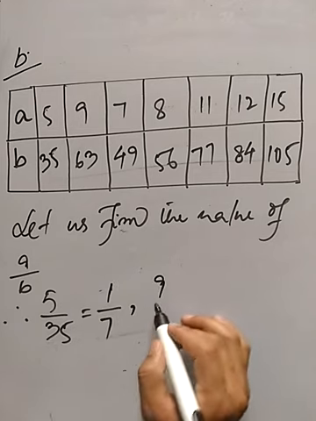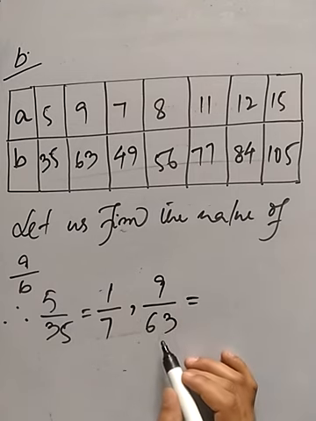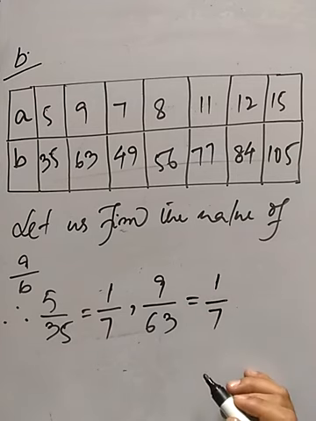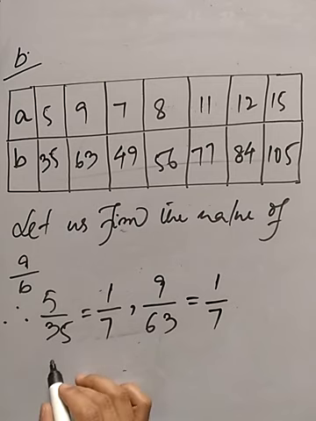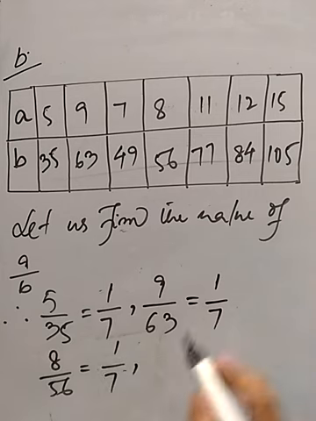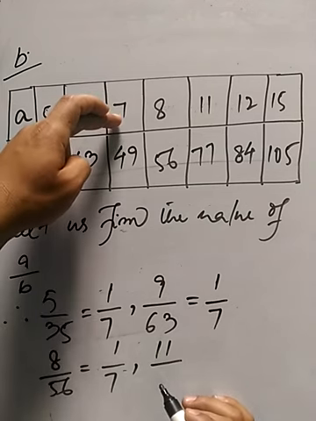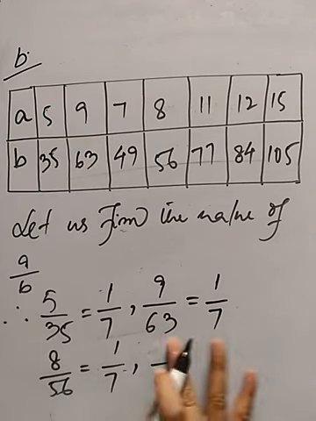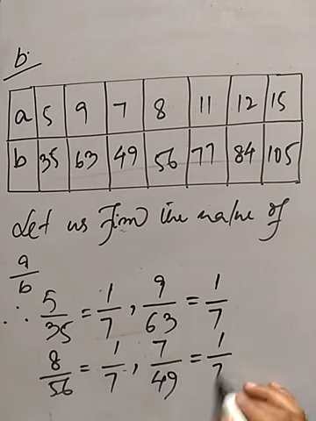Next we have 9 divided by 63. 9 1 is 9, 9 7 are 63. So we'll be getting again 1 by 7 as well. Next is 8 by 56. Here 8 by 56, so 1 by 7 again. Next we have 7 by 49. So we have how much? 1 by 7. 7 1 is 7, 7 7 is 49.